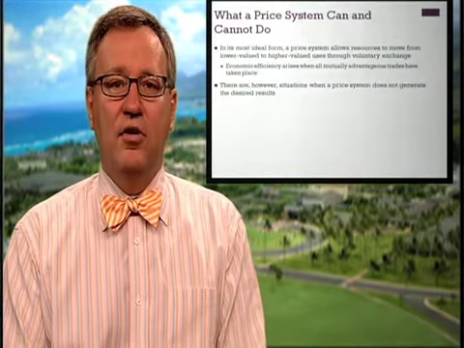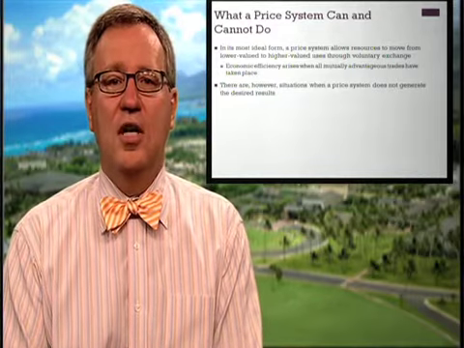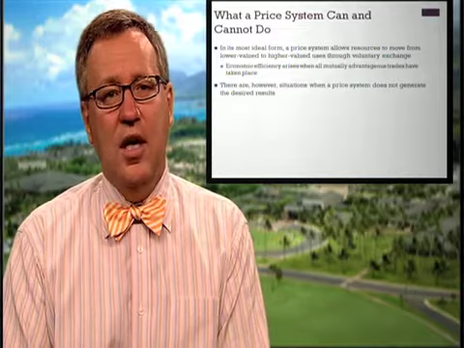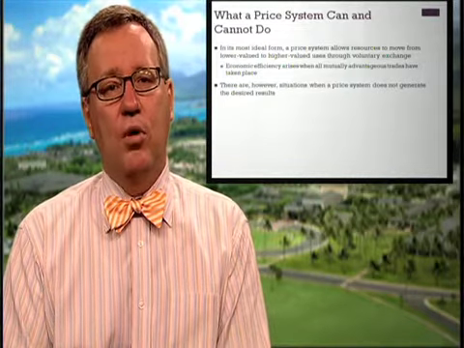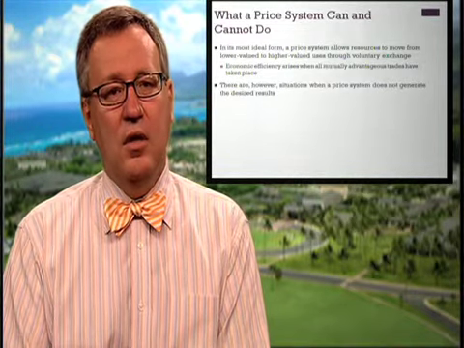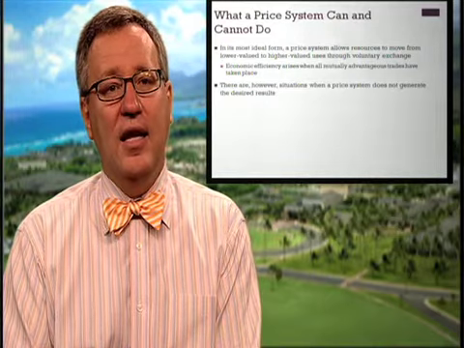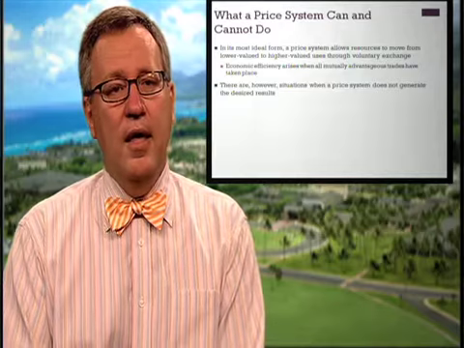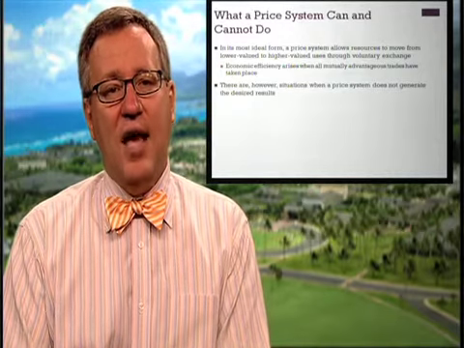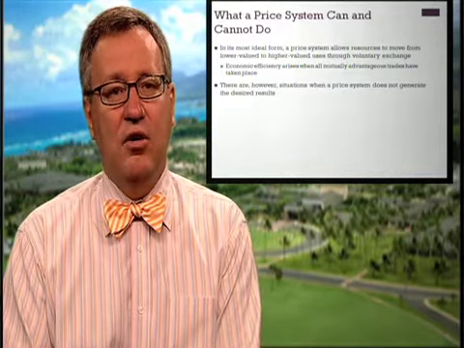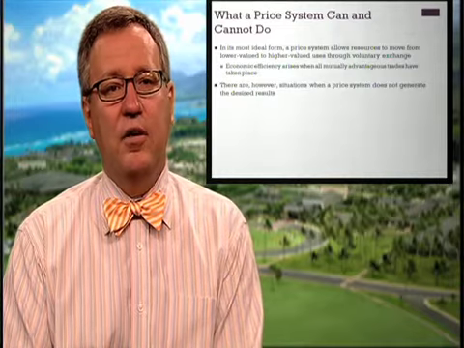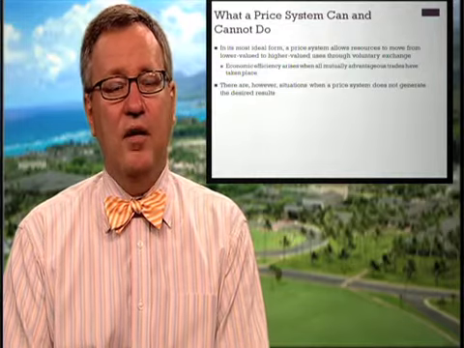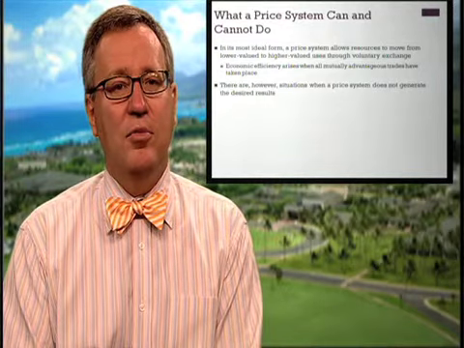There are, however, situations where the price system does not generate the desired results. In those situations, government feels that it has a role, and it steps in with the intent of mitigating the weaknesses or the failures of the market. So anytime the market doesn't allocate these resources effectively or efficiently, that's a market failure. And sometimes those market failures are remedied by some actions of government.